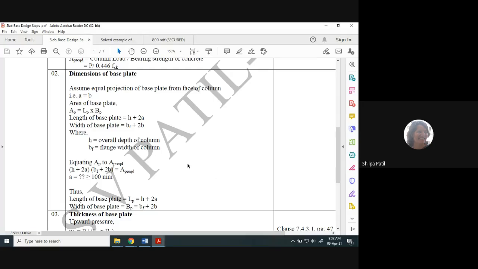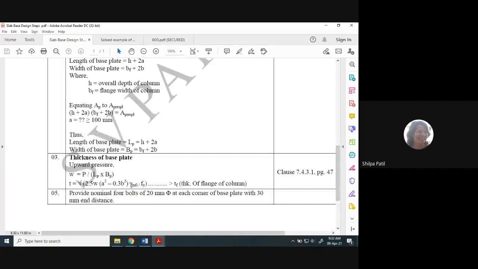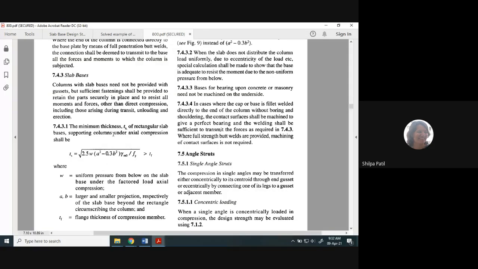Now the third dimension is finding the thickness of the base plate. For finding the thickness of the base plate, a formula is given in IS 800, so I will go to IS 800 now. See the slab base: columns with slab base need not be provided with gussets, but sufficient fastening shall be provided to retain the part securely in place and to resist all movements and forces, other than direct compression, including those arising during transit, unloading, and erection.